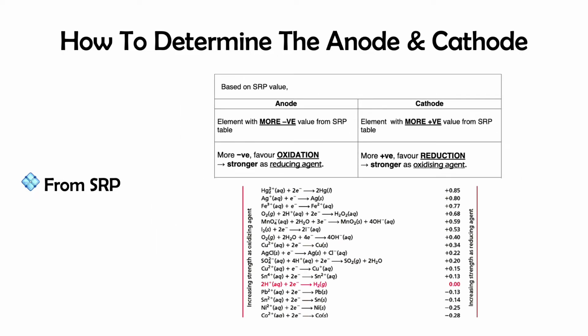Now, if you refer to the SRP list, you can see that going up the list, it is getting more positive. Therefore, going up means it is easier to undergo reduction, and usually they will become cathode. And then going down the list, you can see the value is getting negative, so it is easier for them to undergo oxidation. So usually they will be chosen as anode.